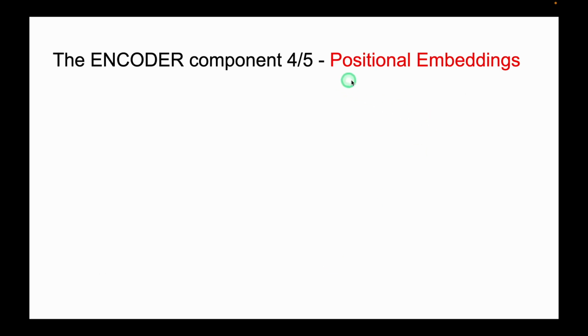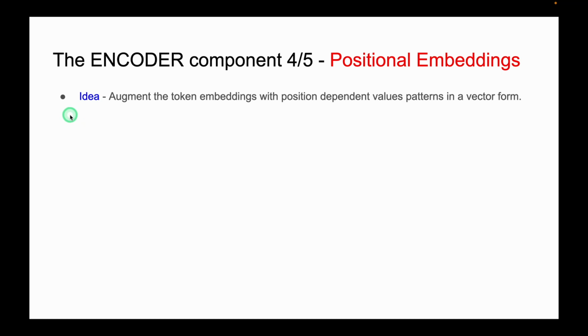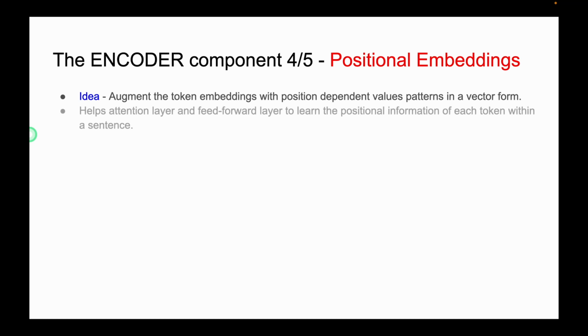The next component of the encoder is positional embeddings. The main idea behind positional embeddings is to augment the token embeddings with position-dependent value patterns in vector form. These positional patterns help the attention layer and feed-forward layer learn the positional information of each token within a sentence. Now, there are two kinds of positional embeddings.